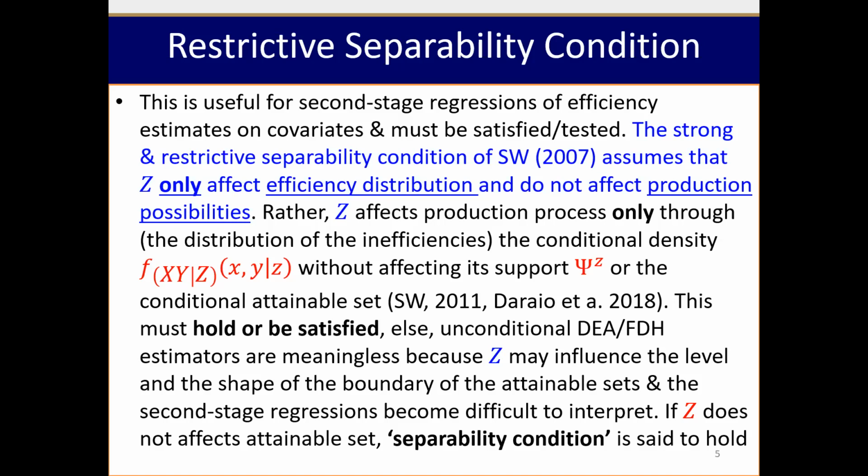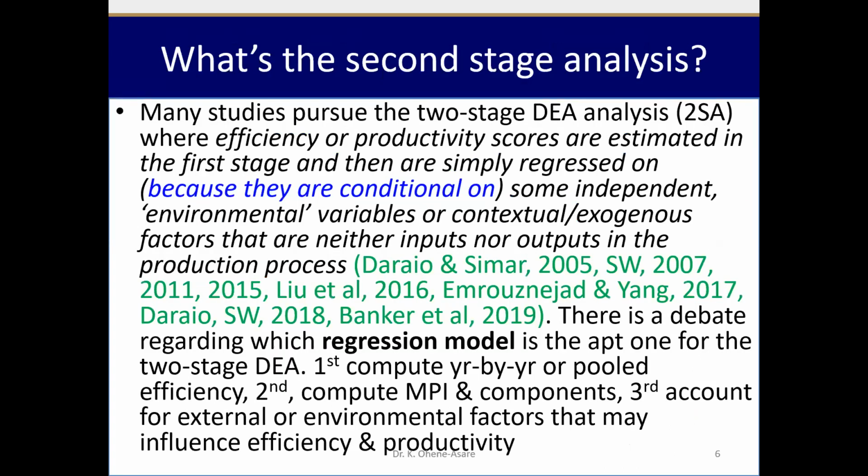If the Z doesn't affect the attainable set, that is when we say that the separability condition holds. Because I've already told you that it should not affect it, but it should affect the distribution. Of course, it affects the production possibilities through the distribution of the efficiencies. So in other words, you can only talk about this Z variable after estimating the efficiency scores. And the process is this.